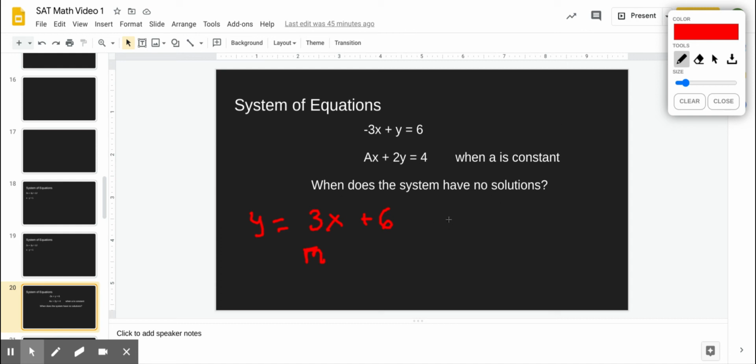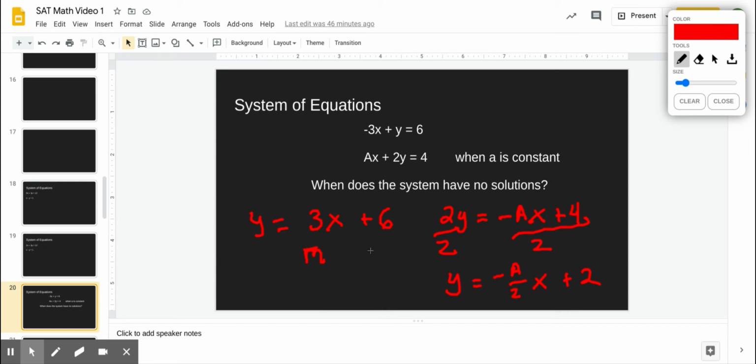So now let's do the same thing on the other equation here. Let's bring the ax out of there. So we're going to have 2y equals negative ax plus 4. It's negative ax because it's positive here, so we had to subtract. And then we just divide by 2 to get the y alone. So we have y equals negative a over 2 x plus 2, because 4 divided by 2 is 2.